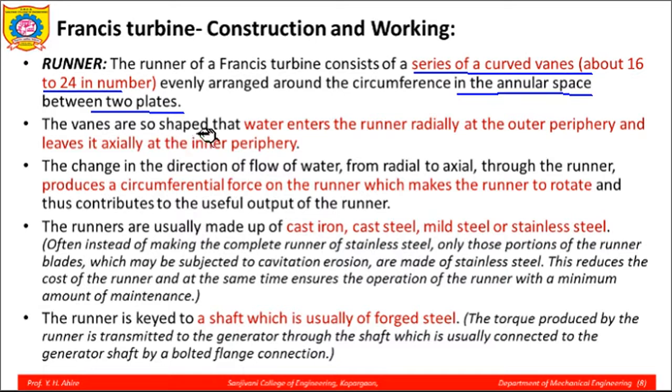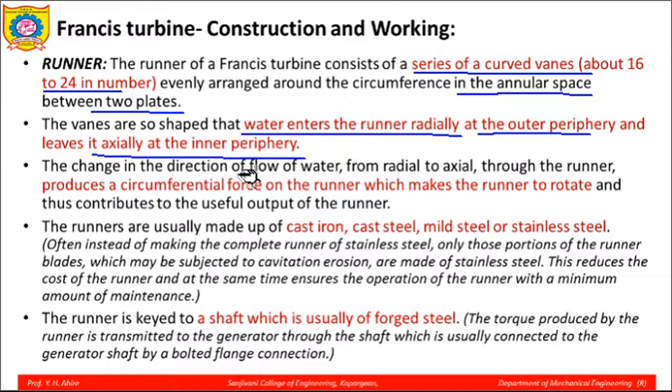The vanes are so shaped that water enters the runner radially at the outer periphery and leaves it axially at the inner periphery. So the runner vanes have a complicated shape, right? Radial entry at the outer periphery and axial exit at the inner periphery. So within the runner there is a change in flow direction.